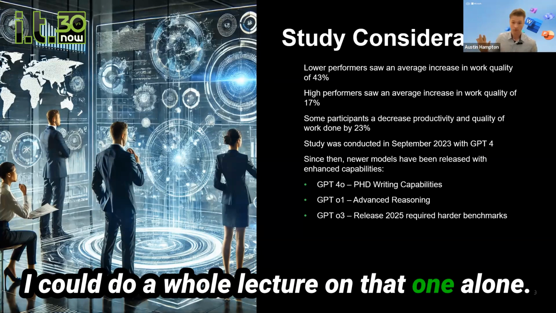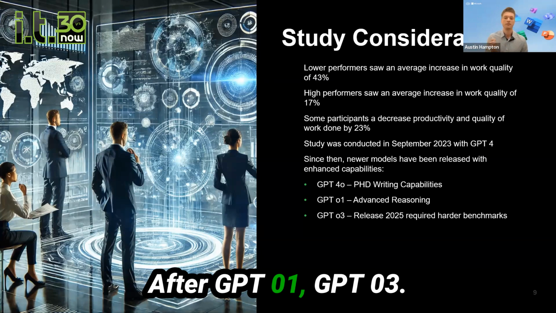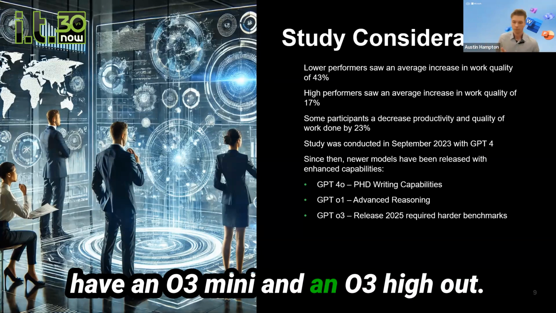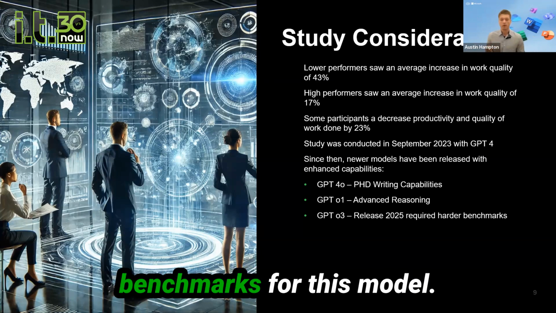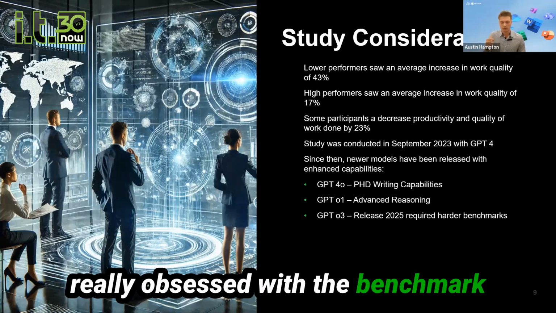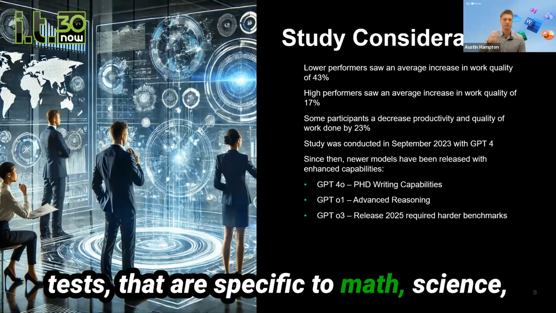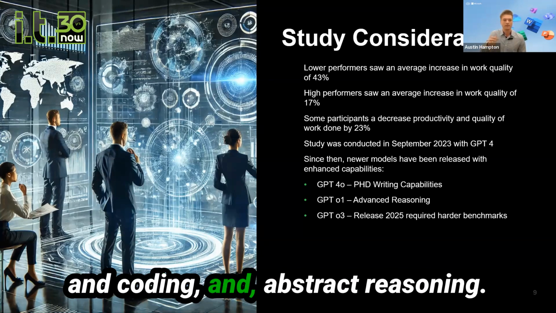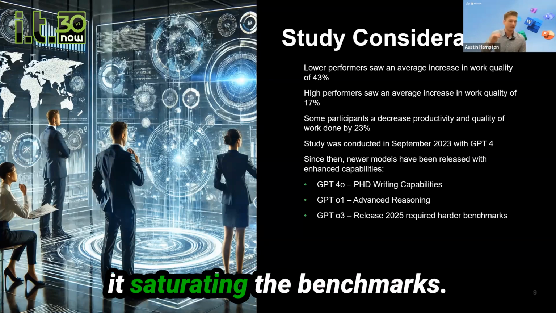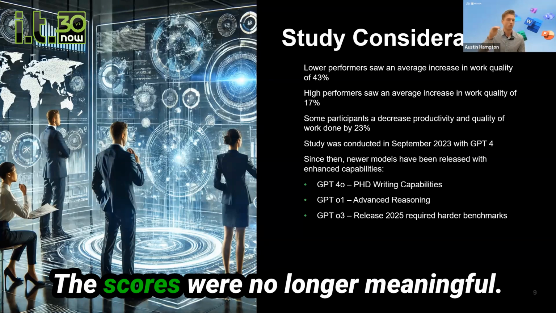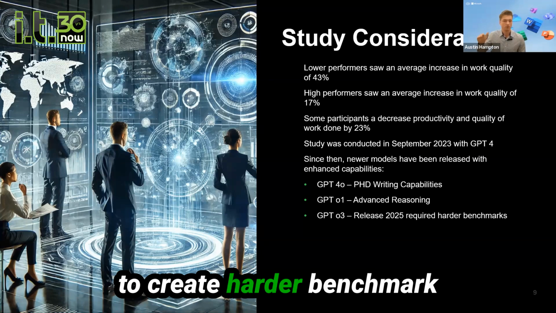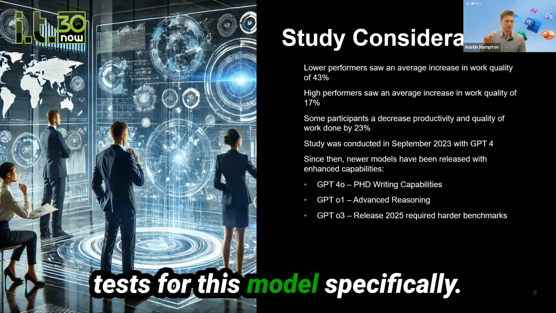I could do a whole lecture on that one alone. After o1, o3, which isn't even fully released yet. They have an o3 mini and an o3 high out. They had to make harder benchmarks for this model. People that are making this stuff are really obsessed with benchmark tests specific to math, science, coding, and abstract reasoning. For o3, they started to see it saturating the benchmarks. The scores were no longer meaningful. They were too high. So they had to create harder benchmark tests for this model specifically.